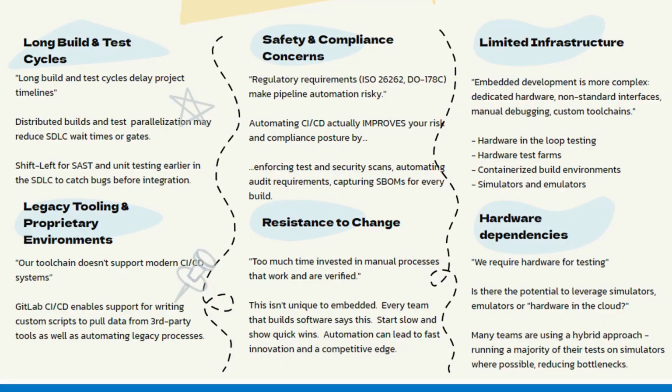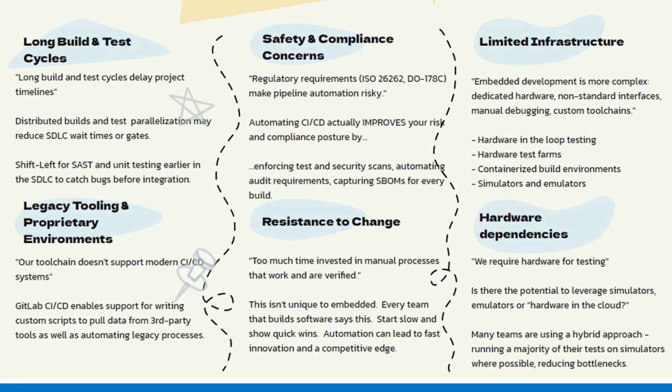When bringing DevSecOps into embedded systems, here are the core challenges and how to approach them. Long build and test cycles. Challenge: slow builds and integration tests drag down velocity. Parallelized builds and shifting left, running static analysis and unit tests earlier, can reduce bottlenecks and catch issues before they get expensive.